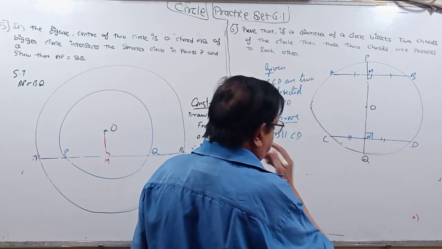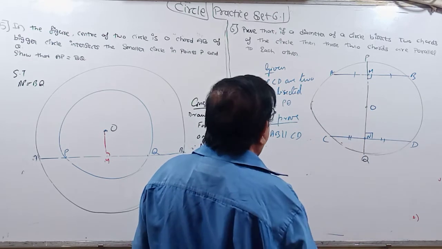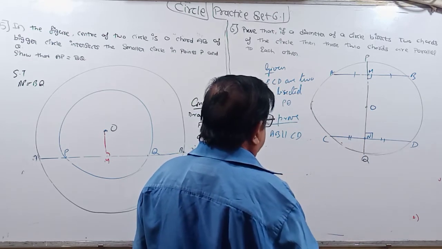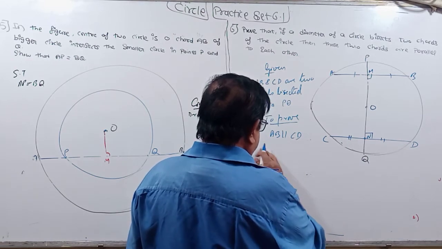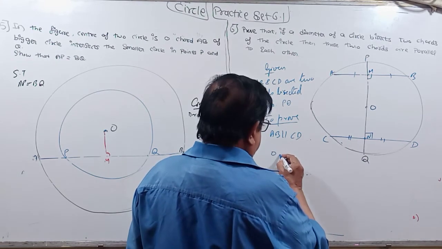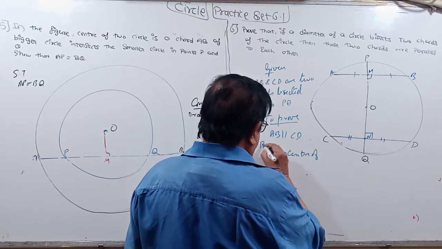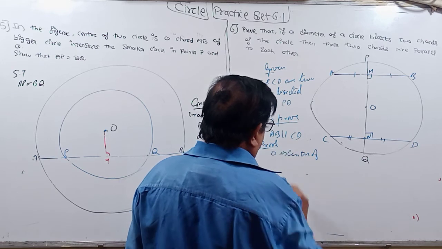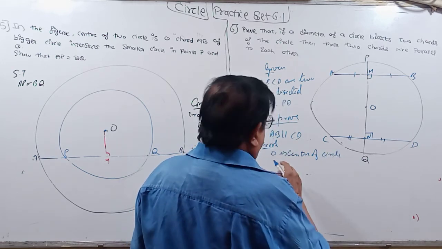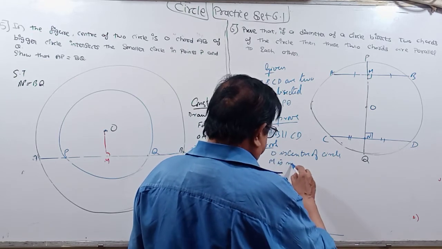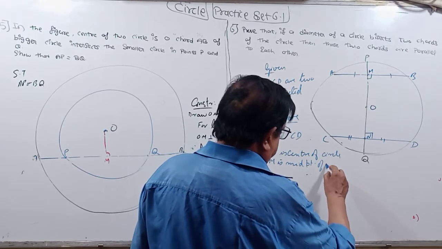Bisected is done. M and N are the midpoints. That is also given. To prove that AB is parallel to CD. Now we write the proof. O is the center of the circle. M is the midpoint of AB.